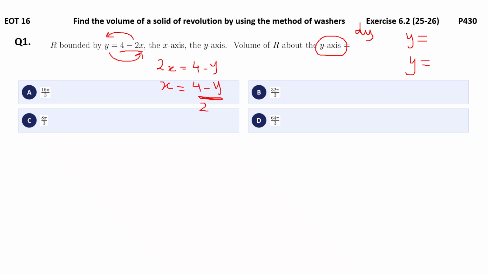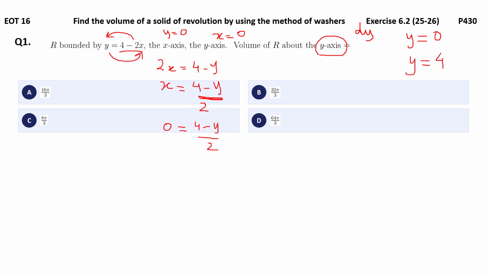If you notice, the x-axis is nothing but y equal to 0. So one of the limits is fixed, that is y equal to 0. What about the other limit? For that, let's depend on the y-axis, which is x equal to 0. When you substitute, you will get 0 is equal to (4 minus y) over 2, which will leave you the value of y as 4.